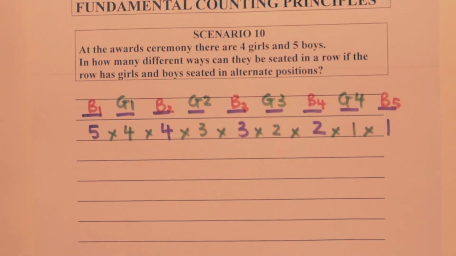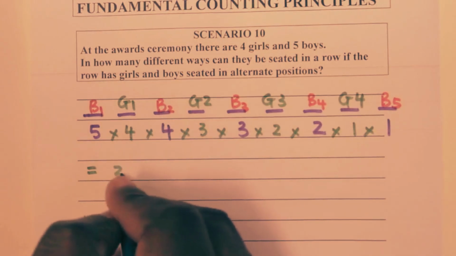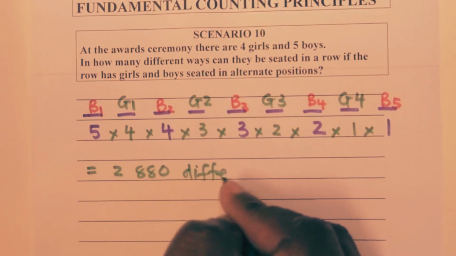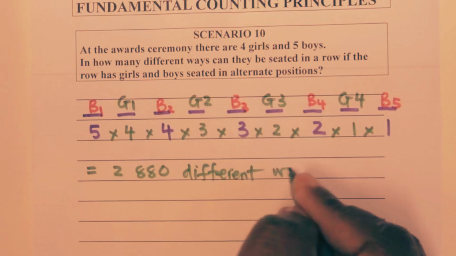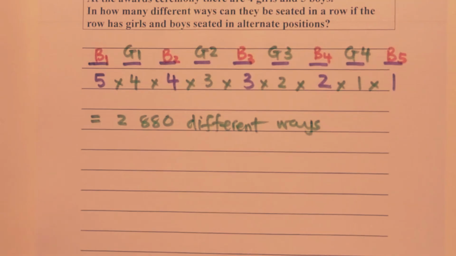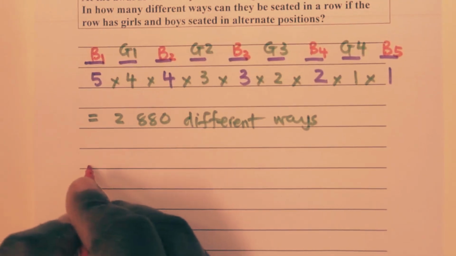And in this arrangement, we can see that we've got alternating positions. And if I put this in the calculator, I'm going to get 2,880 different ways. And if you see in this arrangement, we started with a boy. Let's look at another scenario here where we are going to start with a girl.